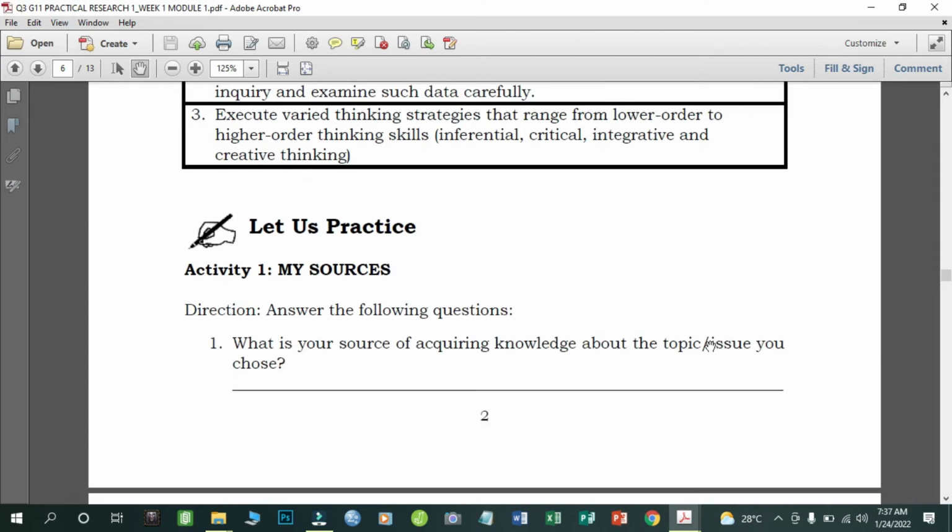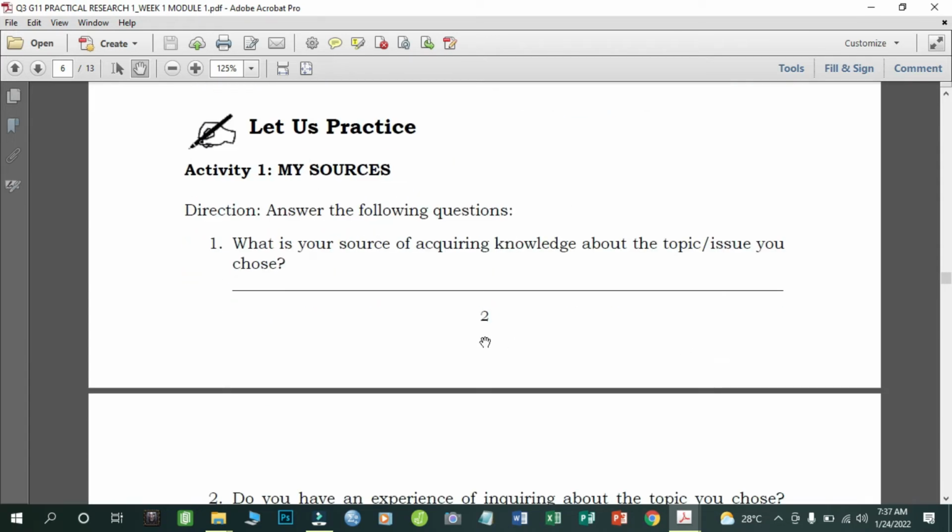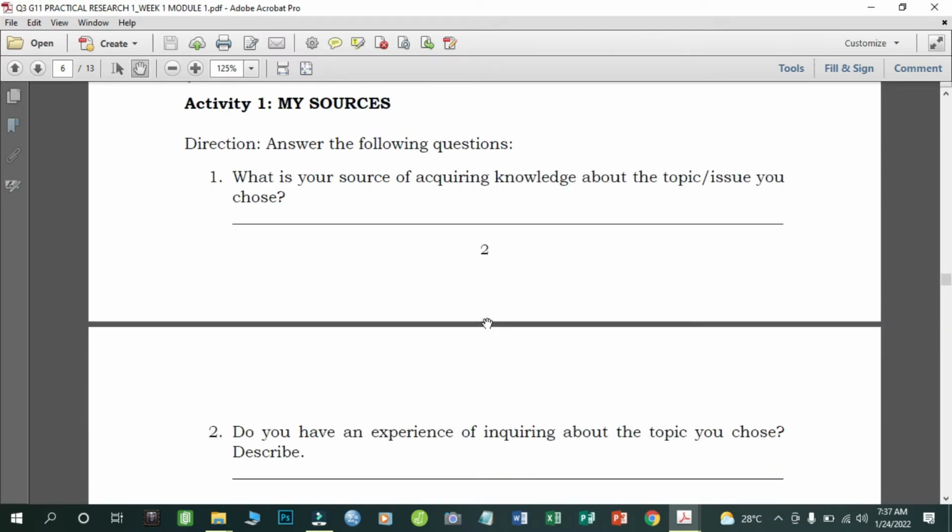Let us practice. This is now the answer to your activity earlier. Activity 1, My Sources. Answer the following questions. What is your source of acquiring knowledge about the topic issue you chose? For example, among the three, you have the COVID-19 pandemic, the ABS-CBN franchise. What's your source? Where did you get your information? Did you get it from an online article, like a newspaper?